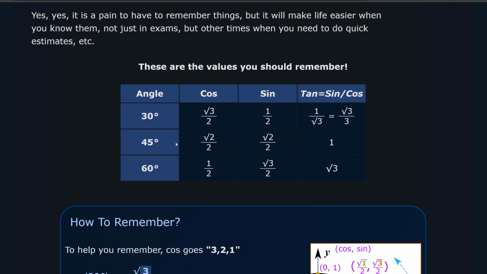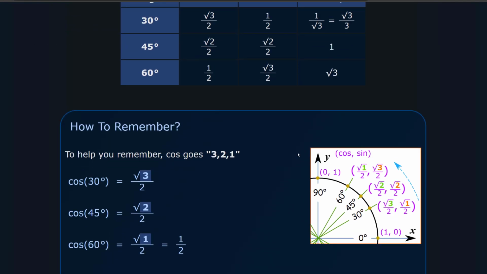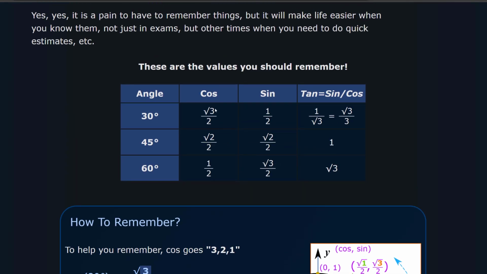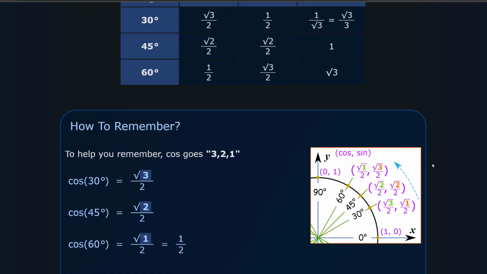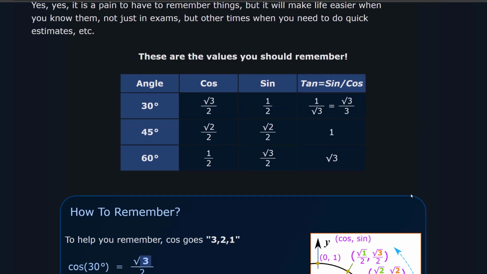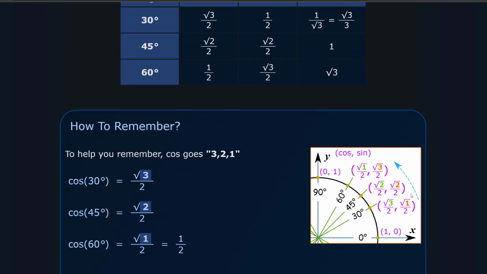So this is the most important value that I highly recommend you to remember, okay, by following the rule, decreasing from square root 3 to square root 2 and square root 1, and then divide 2 at the bottom. Okay, let's use what we have learned here in this video about the special value and the unit circle to solve a problem in paper 1 last year, 2022.